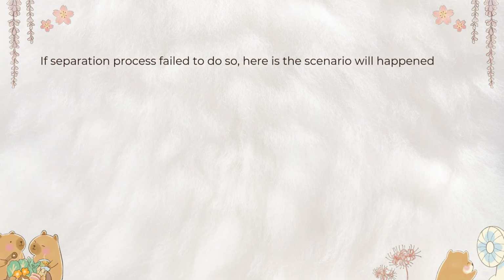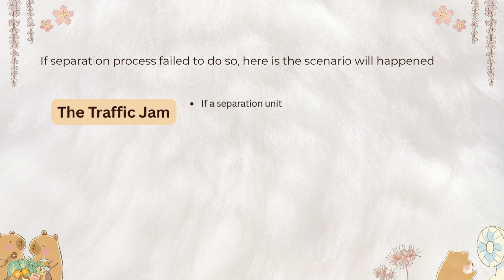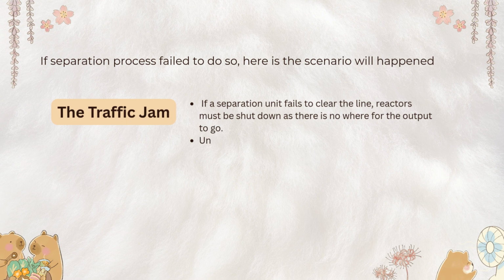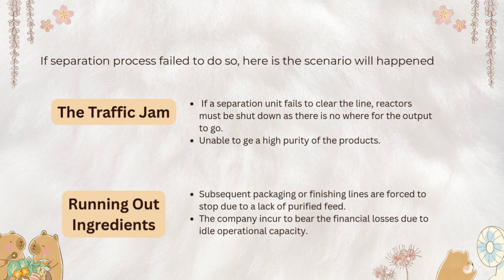If the separation process fails, there are several scenarios that will happen. The first one is traffic jams, where the separation unit fails to do its job. The reactors must be shut down as we need to fix the separation unit. Otherwise, we are unable to get a high purity of products. The other condition is running out of ingredients, where the downstream parts, such as subsequent packaging of fishing line, are forced to stop due to lack of feed. Some companies may also bear financial losses due to the idle operation.